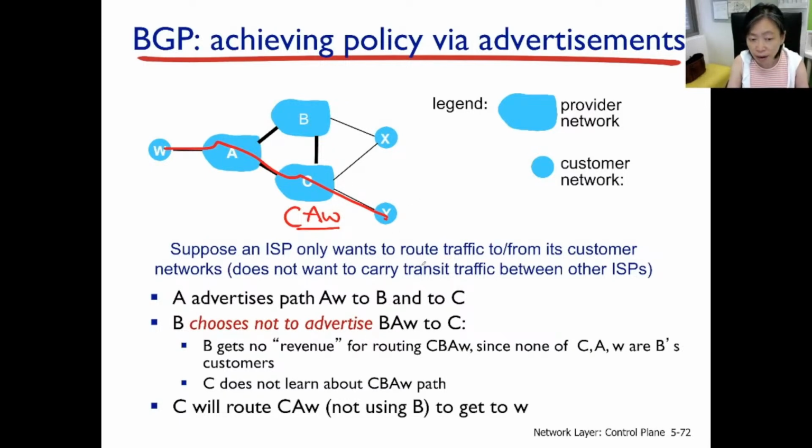So you see in this scenario, it's very obvious. For a customer network, an ISP will be happy to route traffic to and from the customer. But an ISP not getting paid by others would hate to transit traffic between these other ISPs. So bottom line, it's not getting paid for the work.